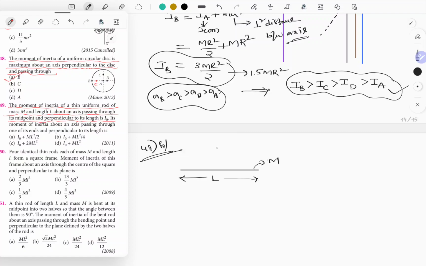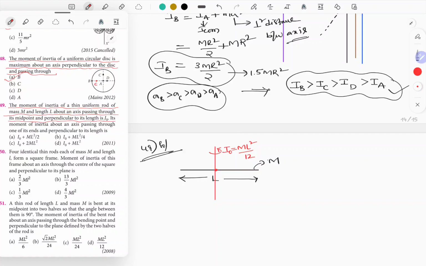So we need the moment of inertia about an axis passing through its midpoint and perpendicular to its length. This is how the axis is passing. So we know the moment of inertia about this axis, I is equal to mL square by 12, isn't it? Observe the diagram that I have represented. Whatever the three lines they have given, I represented in the form of a diagram, and it is equal to I naught, right?